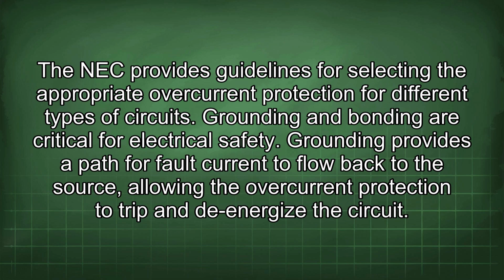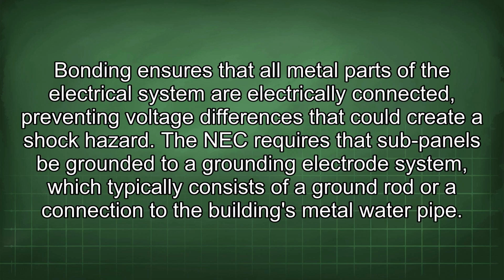Grounding and bonding are critical for electrical safety. Grounding provides a path for fault current to flow back to the source, allowing the overcurrent protection to trip and de-energize the circuit. Bonding ensures that all metal parts of the electrical system are electrically connected, preventing voltage differences that could create a shock hazard. The NEC requires that sub-panels be grounded to a grounding electrode system, which typically consists of a ground rod or a connection to the building's metal water pipe.